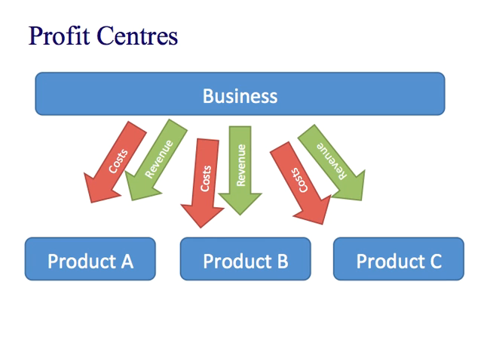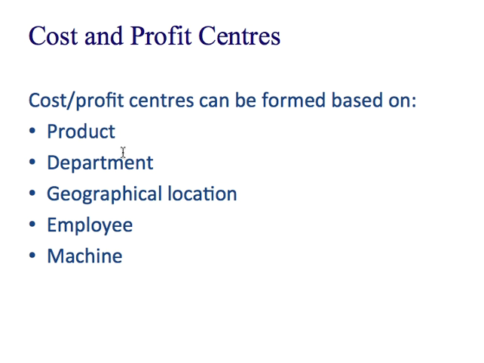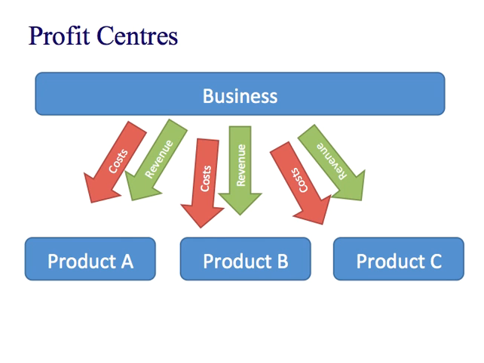So if we have a look at this profit centre diagram here that I've made, very simple diagram, we've got the overall business. But what we want to do is break down the business into smaller pieces so we can compare the performance. I've broken it down by product in this example: product A, product B, product C. They're all made by the same business, but imagine that they're individual businesses so that we can compare their performance.